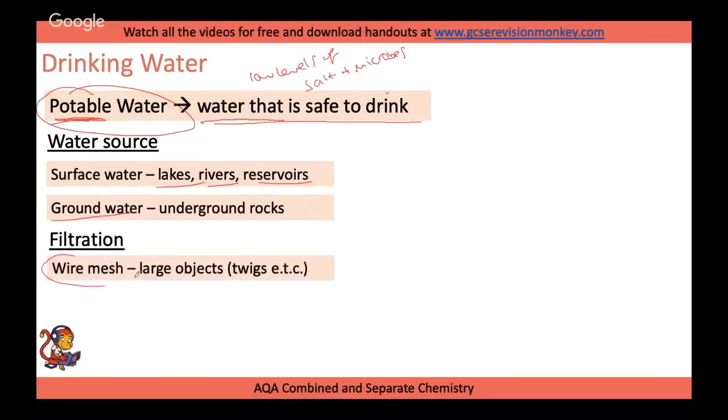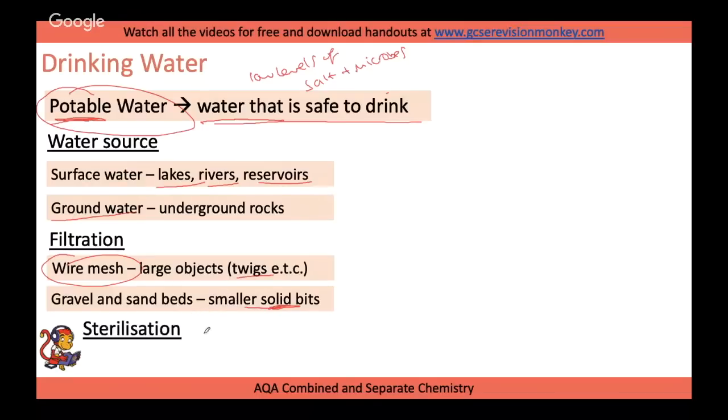So a large wire mesh, which will get rid of large objects like twigs and, I don't know, trolleys, plastic bags, bottles, whatever else has been chucked in the river. Then we have to filter out the smaller solid bits. So we put that through a gravel and sand bed. So the water is filtered through there and other solid bits like smaller twigs and leaves will be removed.